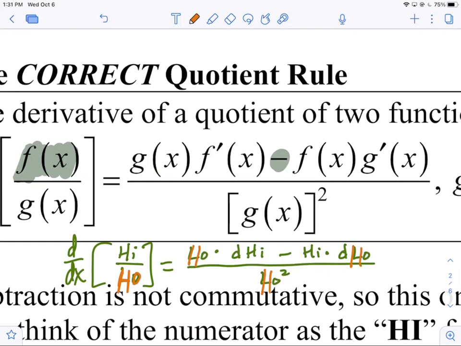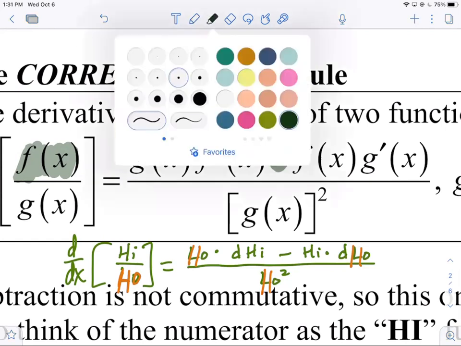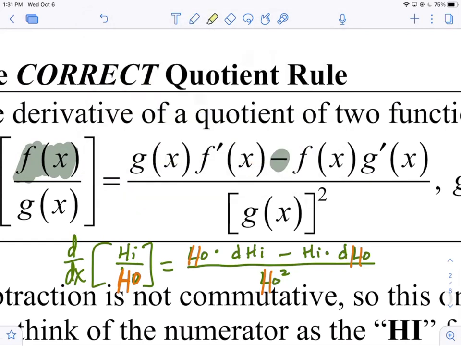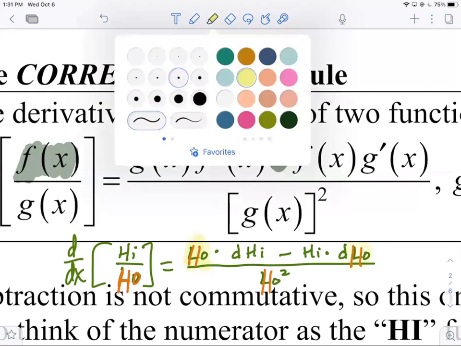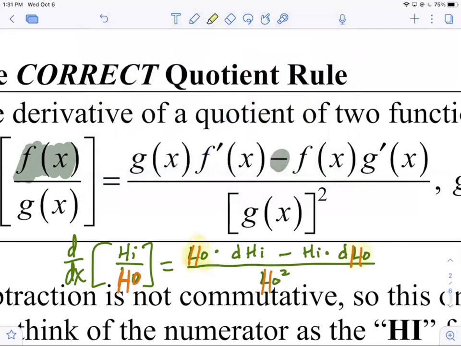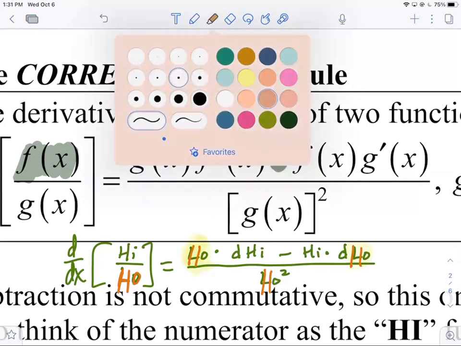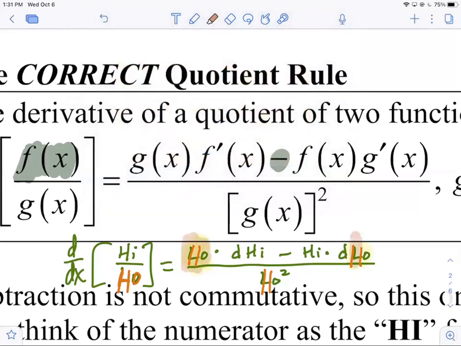How do you know? Here's what he also said. It's easy to remember: ho d high minus high d ho over ho ho. But if you need extra help, start with the ho and end with the ho, right? Can you get an amen? Start with the ho and end with the ho.